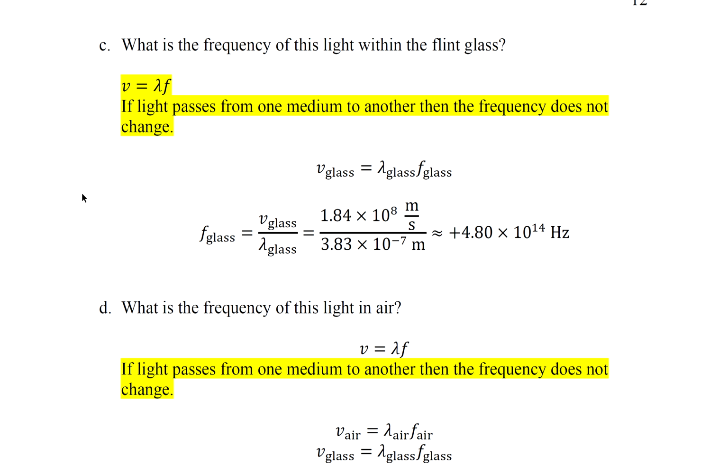Part C, what is the frequency of this light within the flint glass? So v equals lambda f. If light passes from one medium to another, then the frequency does not change. So they want us to find the frequency. The frequency is the same. 4.8 times 10 to the 14.